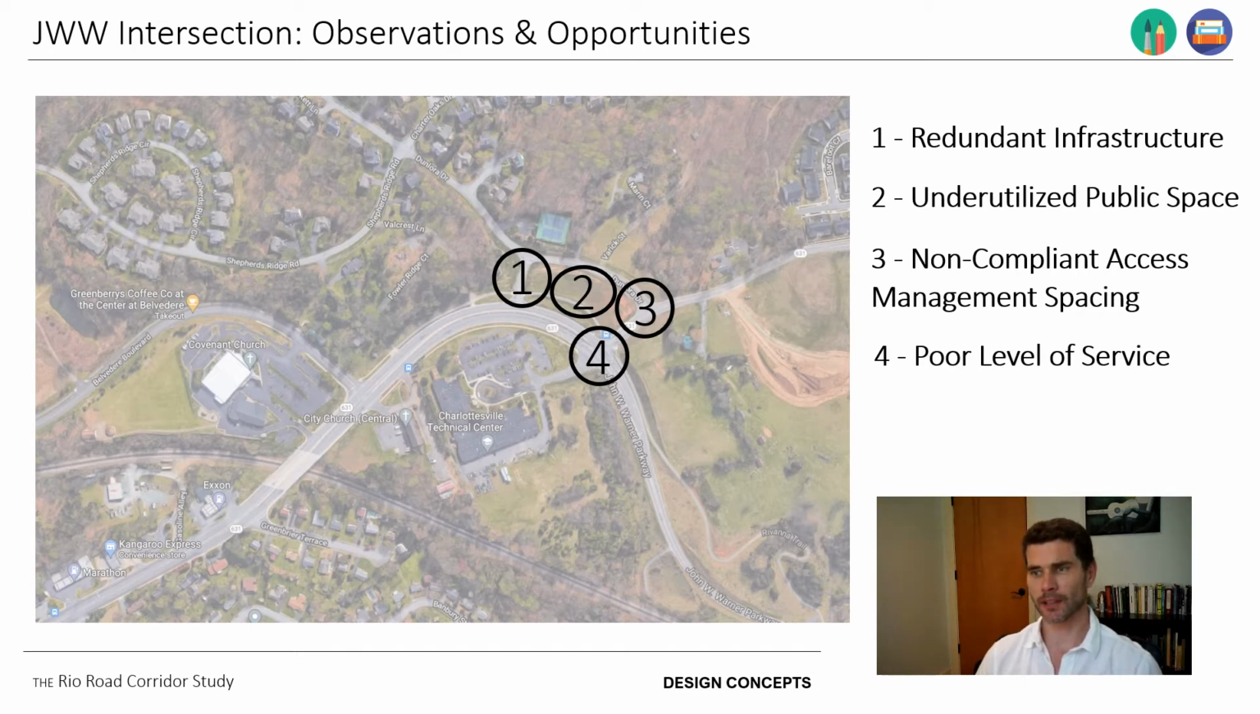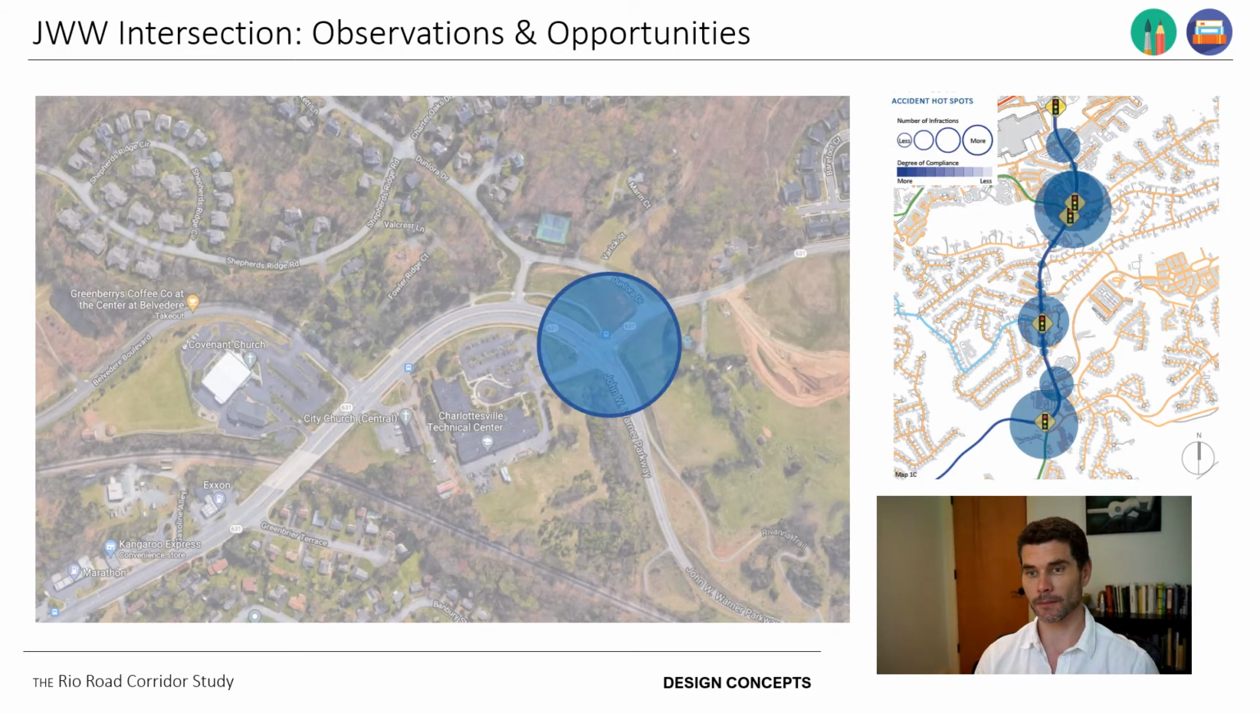The third observation is that because this redundant infrastructure is present, it's also not spaced appropriately. That poor spacing is what we call an access management violation. We discussed that in video 1. And this poor access management is really what contributes to number 4, the poor level of service at this primary intersection. And so when taken together, we have a poorly performing intersection with additional redundant infrastructure and non-compliant spacing that leads to underutilized public space. So certainly there seems like there's room for improvement.